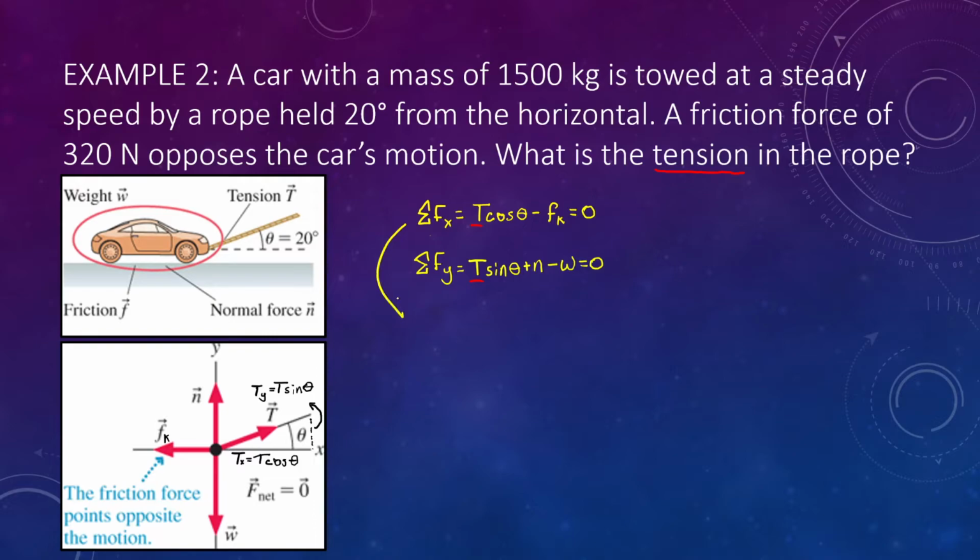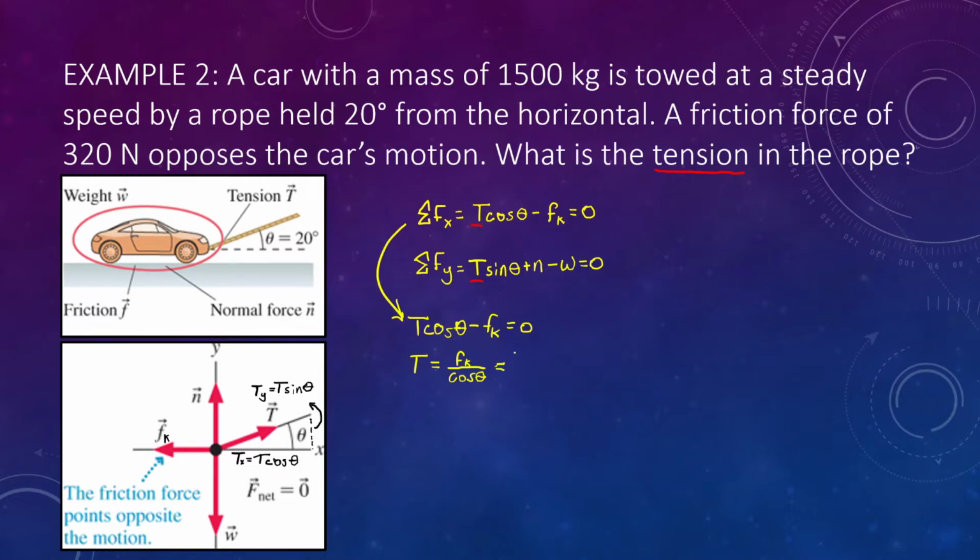So bring that down here. I'm just going to write the equation again. So we have T cosine theta minus friction equals 0. Solving for tension, I will add the friction force to the other side and then divide by cosine theta. So I'll have Fk over cosine theta. Right, just a little bit of algebra. Right, at this point, all we do is plug in and solve.